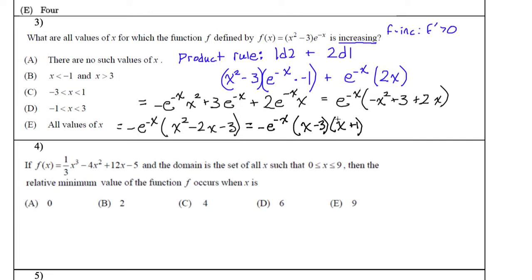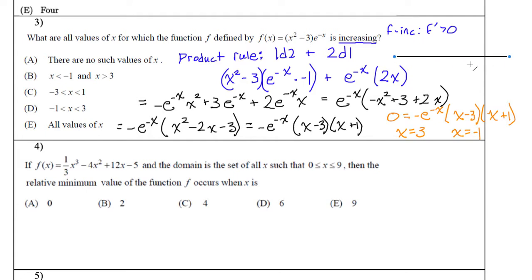Okay, now I can set this equal to 0, and I've basically done all the hard work. So if I say 0 is now equal to negative e to the negative x times x minus 3 times x plus 1, my critical values happen. This will never be 0, by the way. This is always just a negative. It can never get to 0. It's one of the properties of an exponential. This can give us 0. We can say that x will be equal to 3 and x will be equal to negative 1. Notice also that both of these are odd powers, which means I am going to have a relative extremum at those critical values.